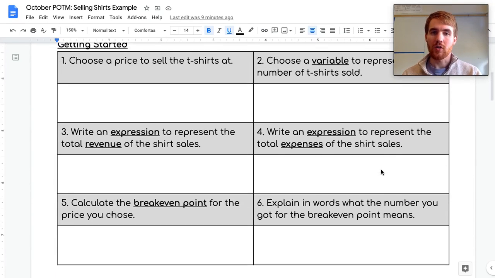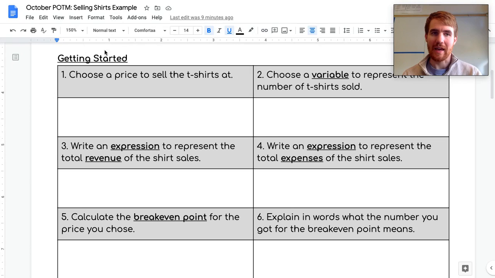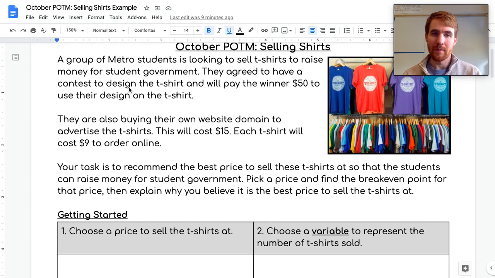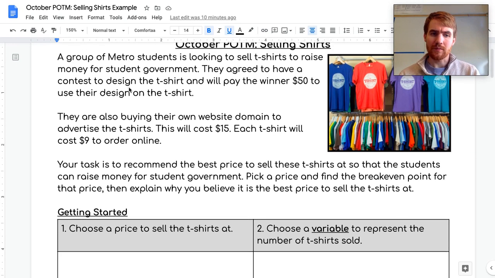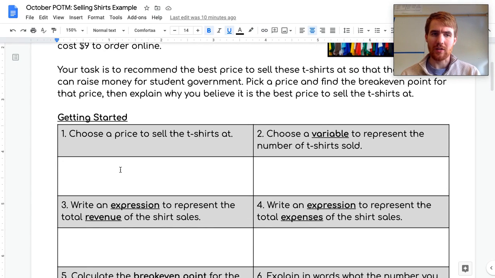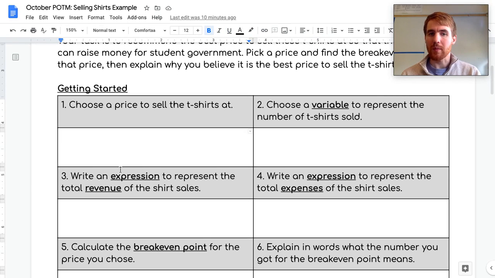Right now, you should be focusing on these 6 getting started questions on the first page. This is your task for the first week. So the first step, of course, you should read the problem, highlight any important information, and then just go through and answer these questions. Choose a price to sell the t-shirts at. This can be any price you want, but it's more helpful if you pick a price that makes sense. So pick a price that you think makes sense and just write that down. You can change it later if you want.